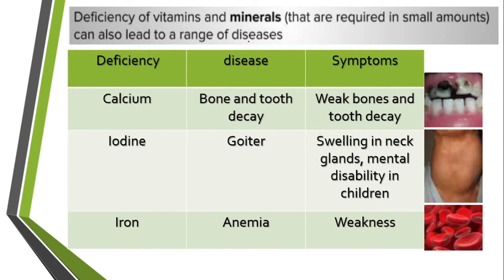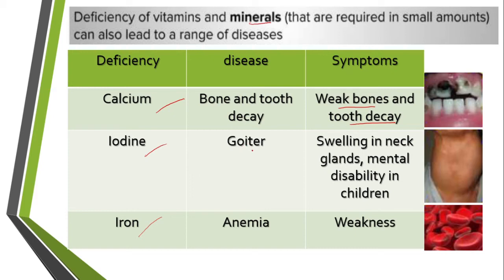So here are the deficiency diseases of minerals. Some examples of minerals are calcium, iodine, and iron. The disease of calcium deficiency is bone and tooth decay. The tooth will have a lot of cavities and the bones and tooth will decay. And the symptoms are weak bones and tooth decay.